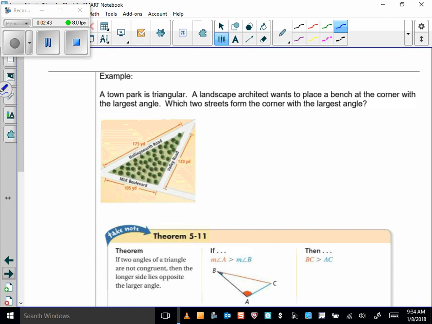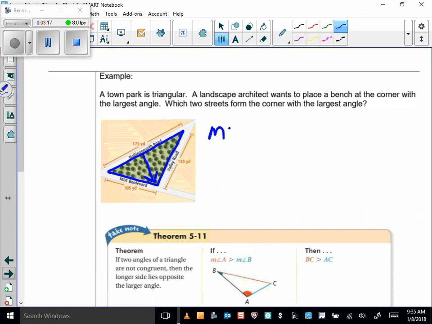A town park is triangular. Wonderful. Triangular parks. See them all over the place. The landscape architect wants to place a bench at the corner with the largest angle. How is he going to decide which corner that'll be? Well, we're just going to use that theorem that we just learned, and we're going to say, okay, I know the largest angle has to be across from the longest side of that triangle, which tells me that the bench is going to have to go in between which two streets?